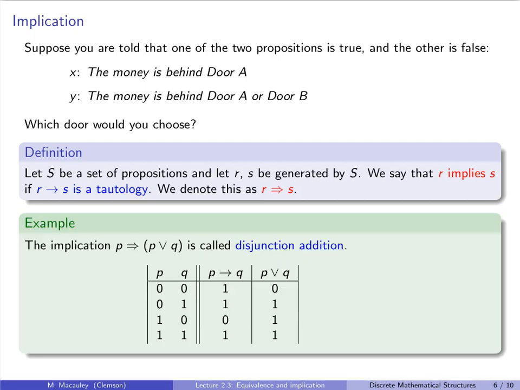Let's do an example. The following implication, P implies (P or Q), is called disjunctive addition. This is basically what we saw above. If P is true, then it is certainly true that P or Q is true. So if the money is behind door A, then the money is definitely behind door A or door B.